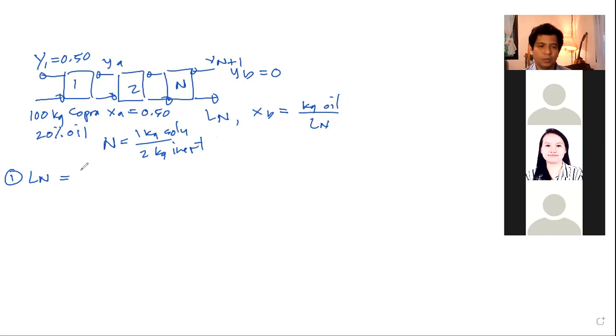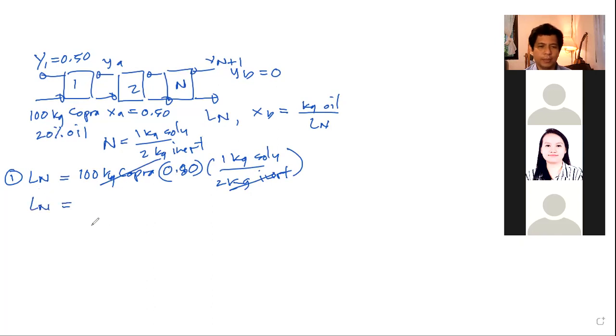So, 20% oil, so 80 kg yung inert, di ba? Tama? So, 100 kg ng copra, tapos 80% non-inert, so times 0.8. Tapos multiply nyo itong 1 kg solution per kilogram of inert. Per 2 kg. So, magka-cancel to. So, ang L sub N ay 80 divided by 2, 40. 40 kilogram solution. Question? So, alam niyo na yung L sub N.